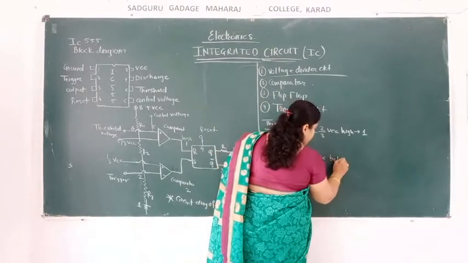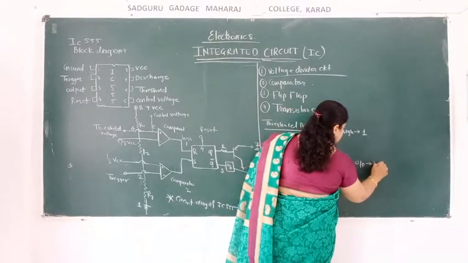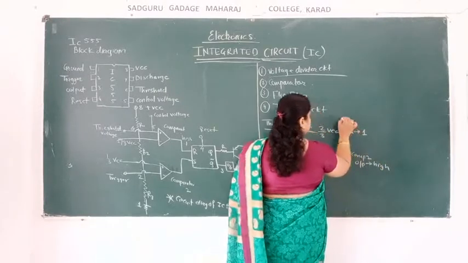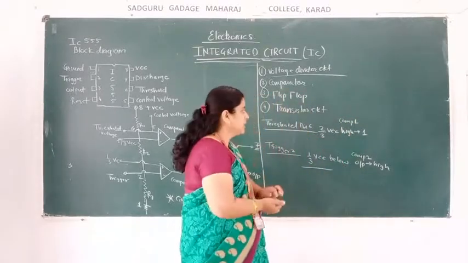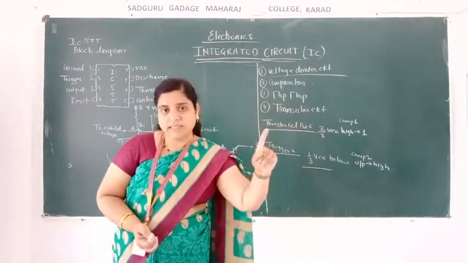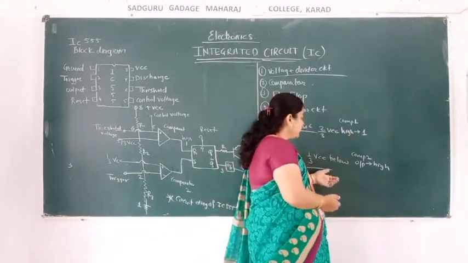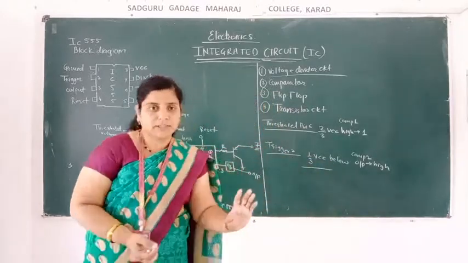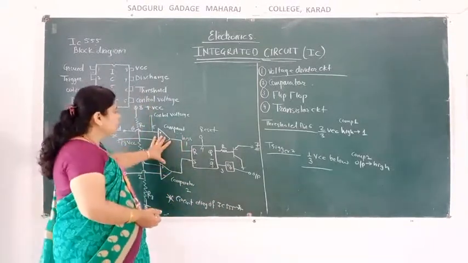So below this 1/3 of VCC, the output of the second comparator will be high. When will the first comparator's output be high? If it is more than 2/3 of VCC, then output will be high. If it is below 1/3 of VCC, then output will be high at the second condition. Okay, so these are two inputs that we are applying with the two comparators.